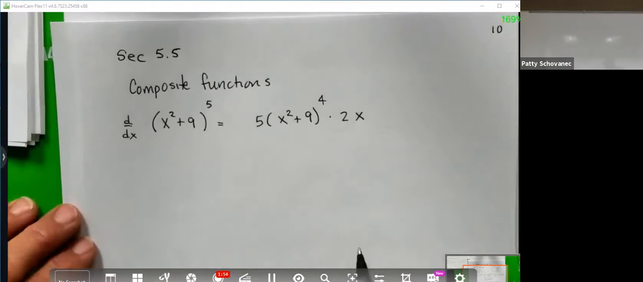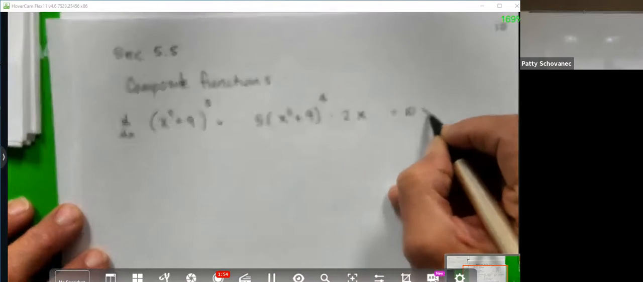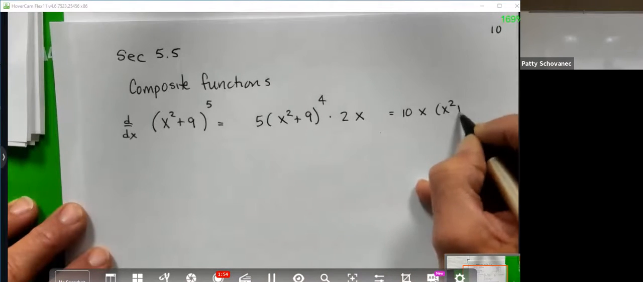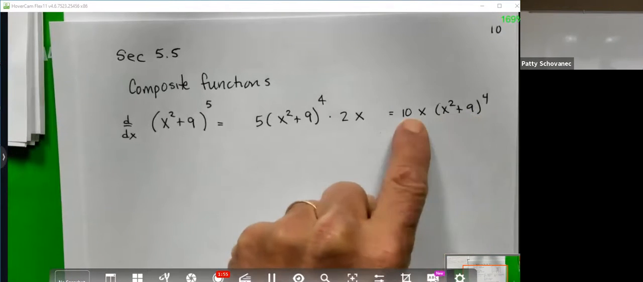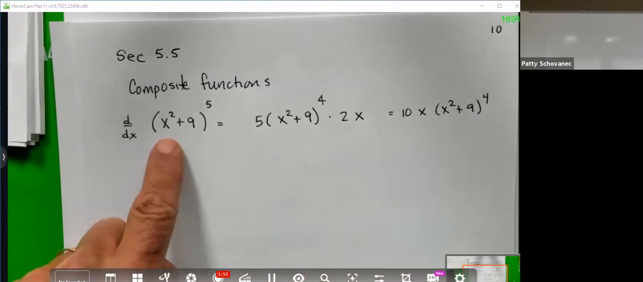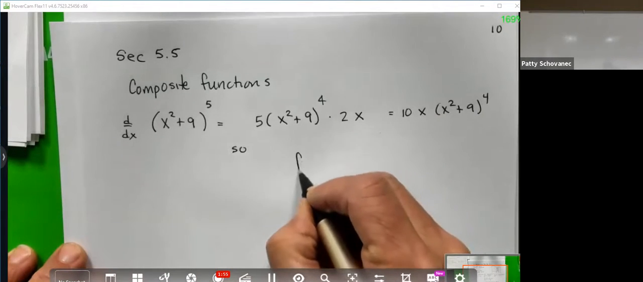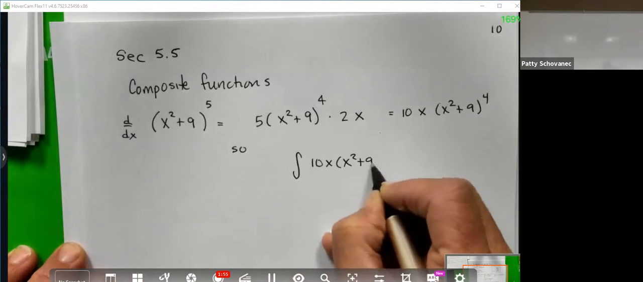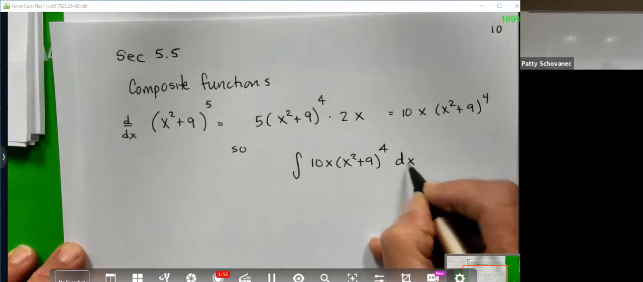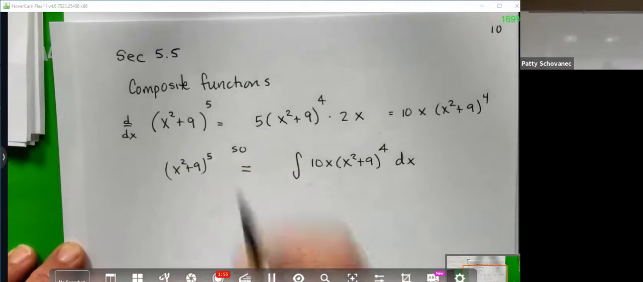And so we can simplify that to something like 10x times (x squared plus 9) to the 4th. That means that if we're going to take the antiderivative of this, we should get that. The antiderivative of 10x times (x squared plus 9) to the 4th should give us (x squared plus 9) to the 5th.